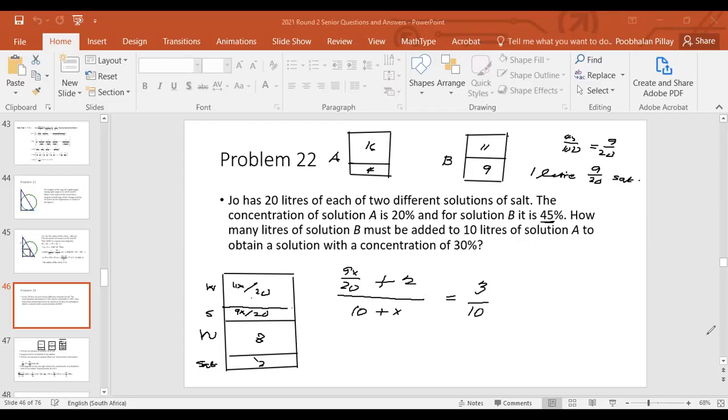3 over 10. So that's your equation, and we need to solve for x. From this point, it's easy. If I cross multiply, I get 10 times 9x over 2. 10 times 9x over 20 is 9x over 2. 10 times 2 is 20. 3 times 10 is 30. 3x. And you got 4.5x minus 3, which gives you 1.5x. Take 10 to the other side, and then you have x is equal to 20 over 3.